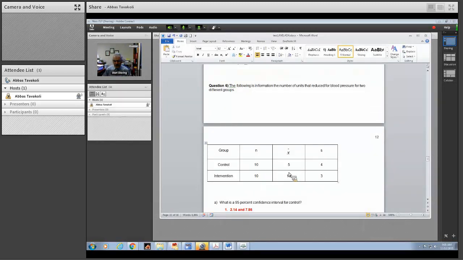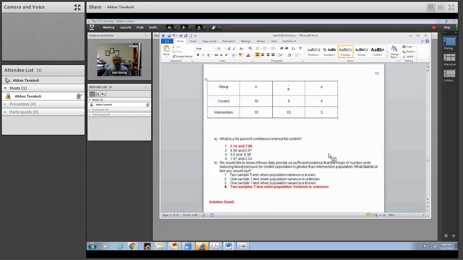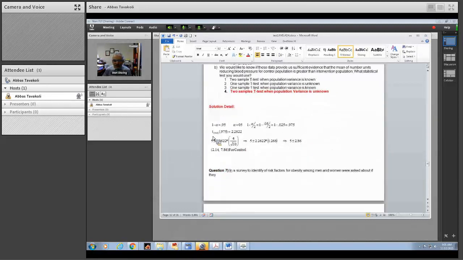We have 10 for each group, and the reduction of blood pressure for control was 5, and for intervention 10. The sample standard deviation was 4 and 3. I asked you, what is the 95% confidence interval for control? So you're using T because we have sample information.